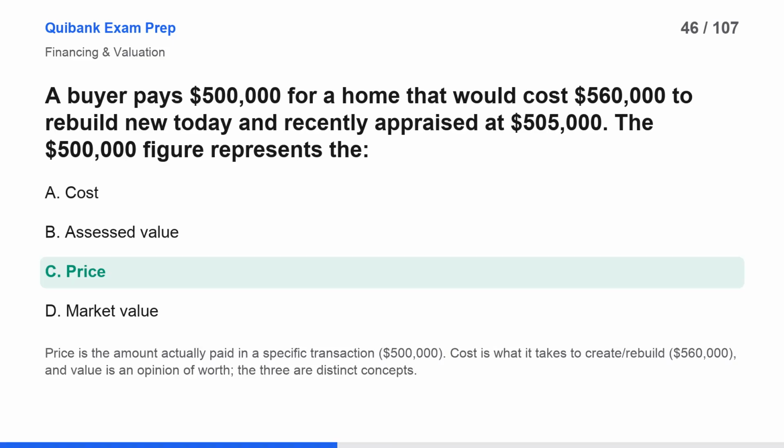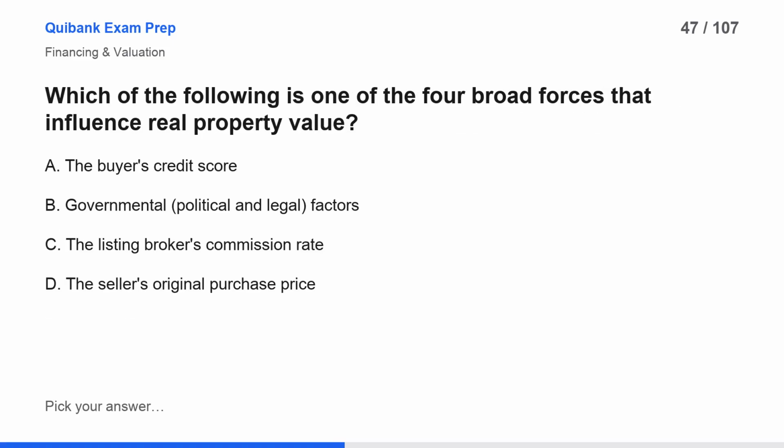The answer is C. Price. Price is the amount actually paid in a specific transaction, $500,000. Question 47. Which of the following is one of the four broad forces that influence real property value?